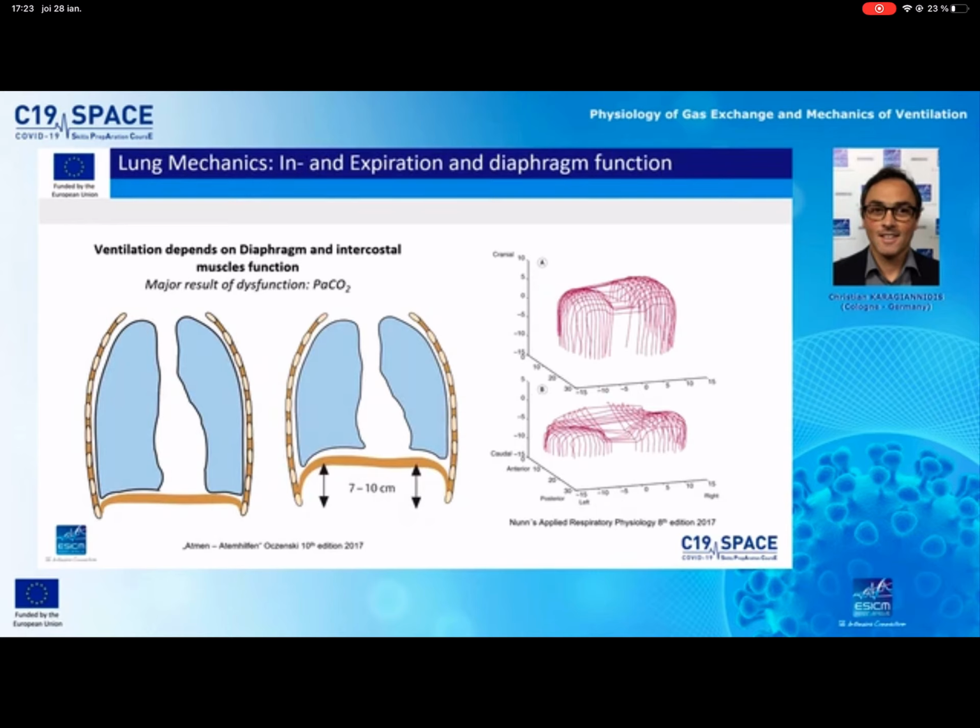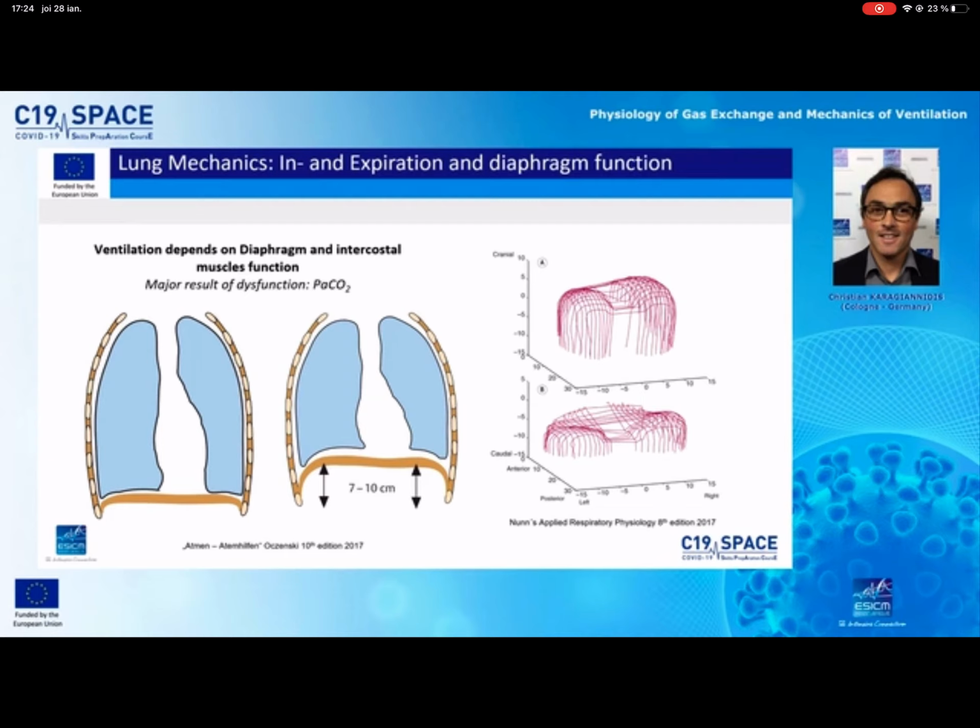First of all, the inspiration and therefore the ventilation very much depends on the diaphragm and also, to a certain extent, on the intercostal muscle function. If you have a dysfunction in ventilation, the major result of it is an increased PaCO2. I guess this is very important to notice, since a dysfunction, of course, also leads to a decrease in oxygenation after a certain time. But the major result of the dysfunction is the PaCO2.